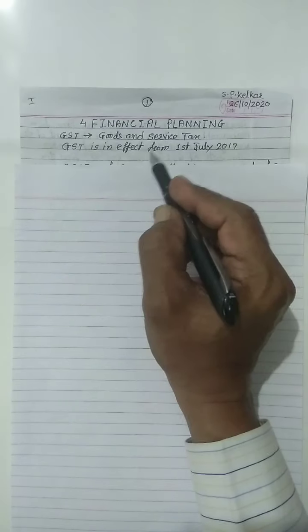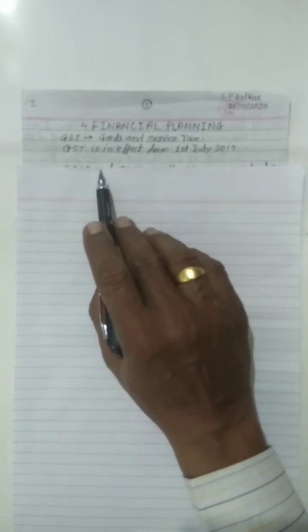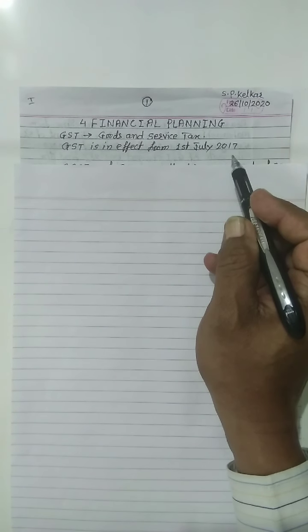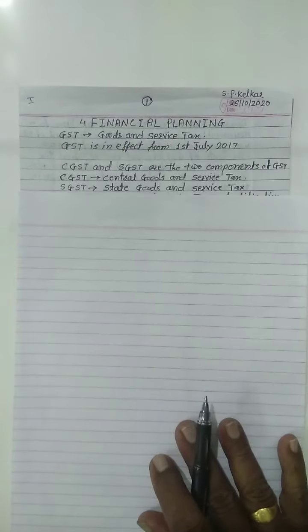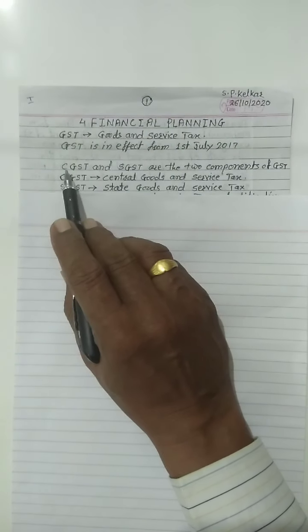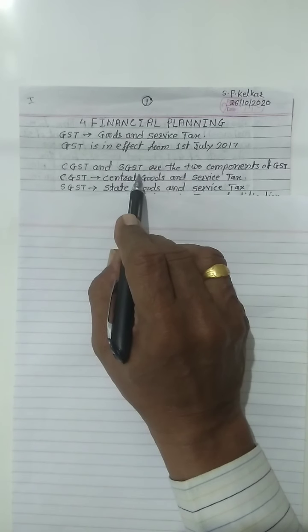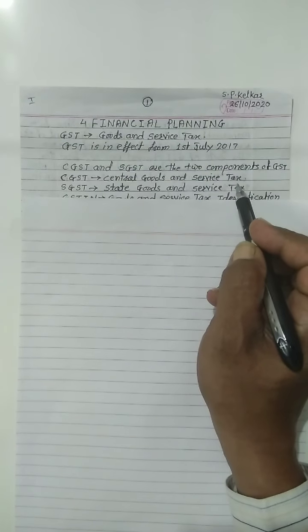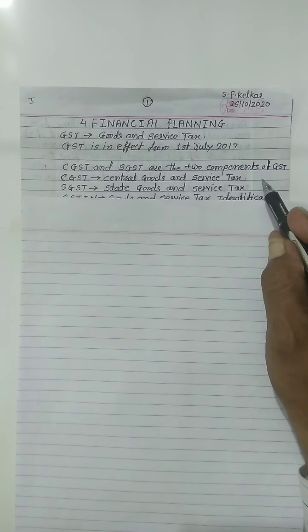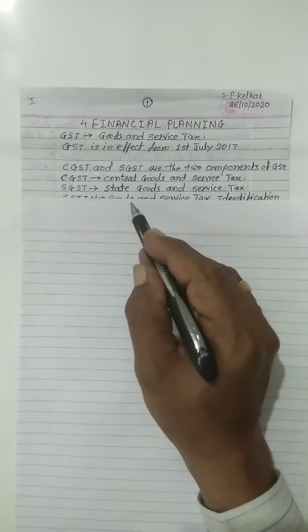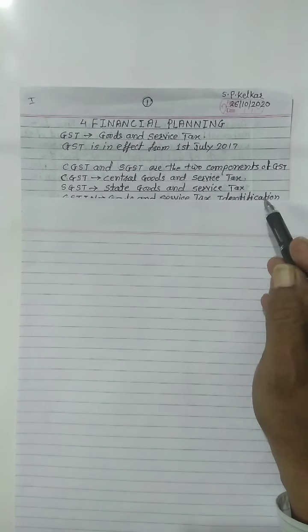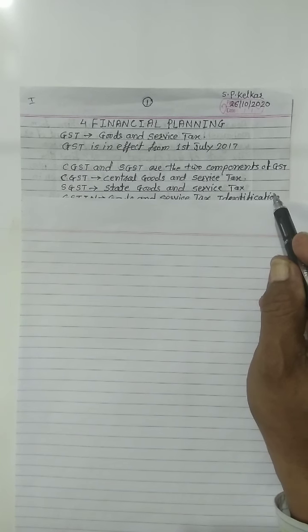Now GST is in effect from the 1st July 2017. GST has two components, CGST and SGST. CGST stands for Central Goods and Service Tax. This tax is paid to the central government, and SGST stands for State Goods and Service Tax. This tax is paid to the state government.